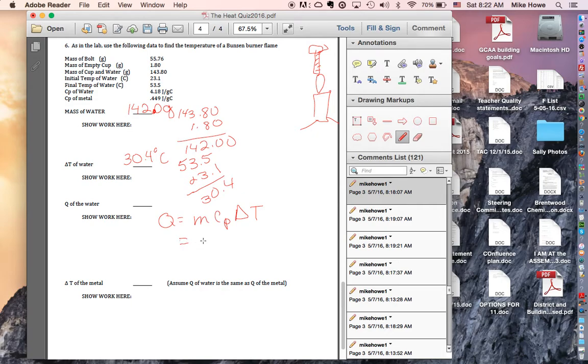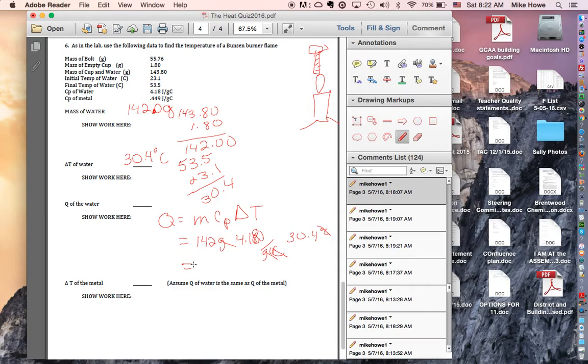So the mass of the water was 142. The specific heat capacity of the water is 4.18 joules per gram degree C. And the change in temperature of the water was 30.4. All right, so degrees C cancel, grams cancel, and we're going to end up with joules in our answer.